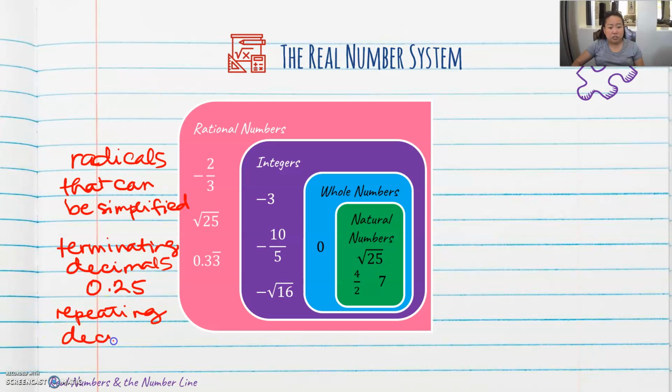Repeating decimals, just like what we have here. How do you know it's repeating? Because of that bar on top. So they are included in the set of rational numbers.